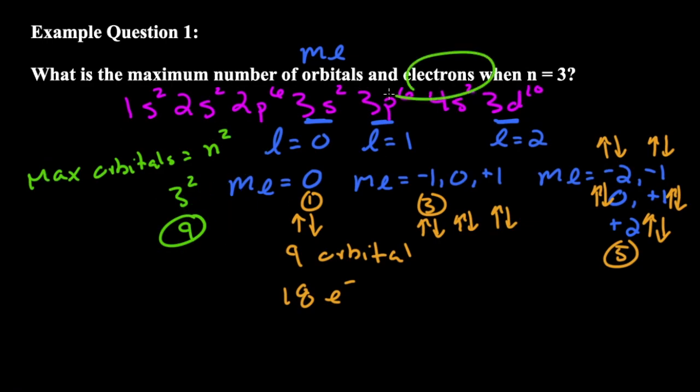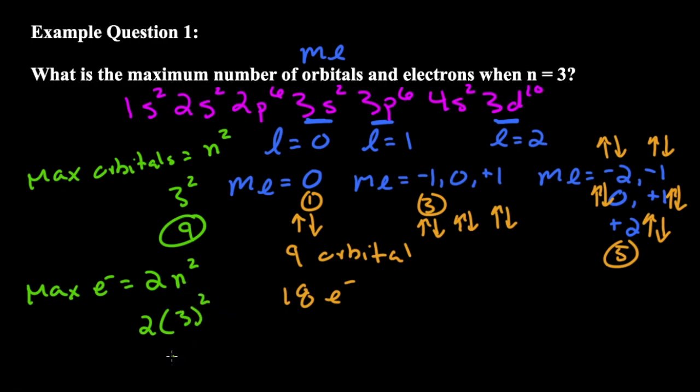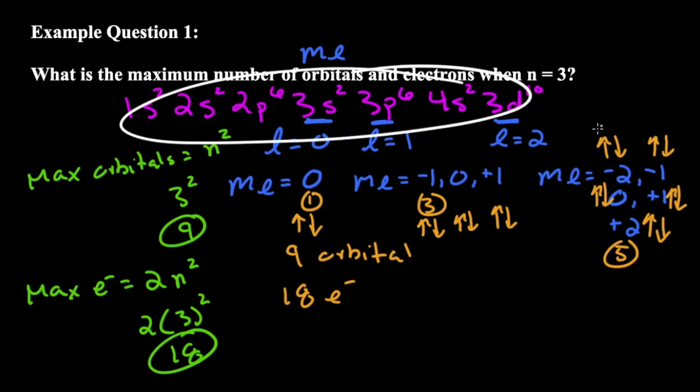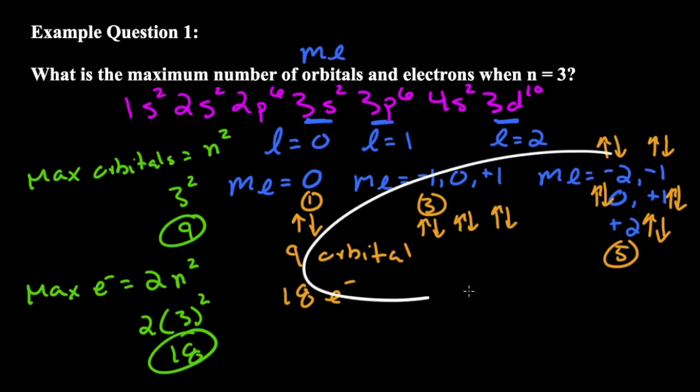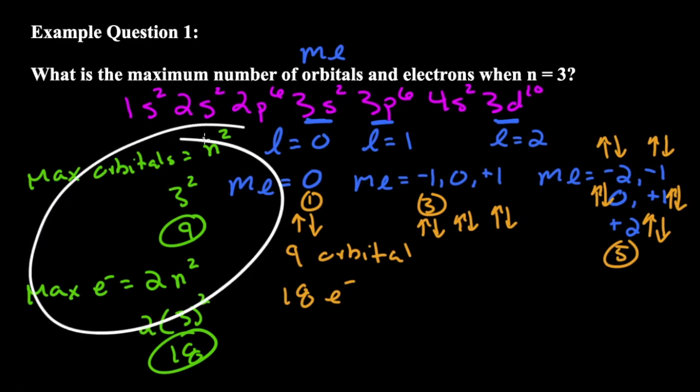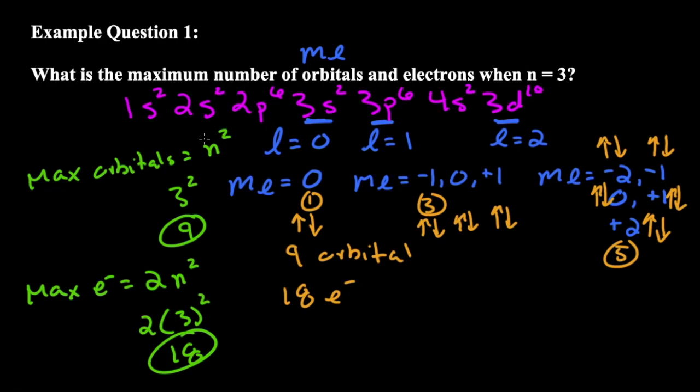And to get the number of electrons, because each orbital holds 2 electrons, we could just say that the maximum number of electrons is going to be equal to 2n squared. And so we'll do 2 times this n right here, which is going to be this 3, and then we square that, which is going to be 18. And so we could do it this way right in here, where we have the electron configuration given to us, and we can count them like this, or we could just do this equation to figure that out. So now let's move on to example question 2.